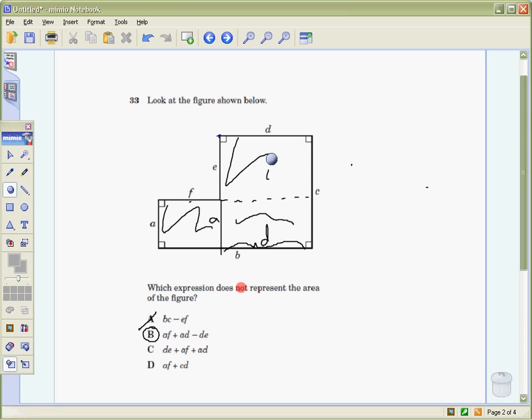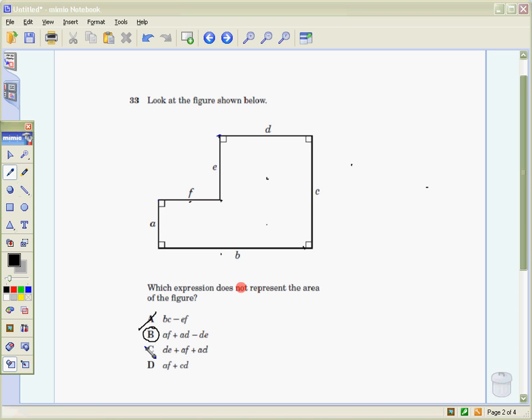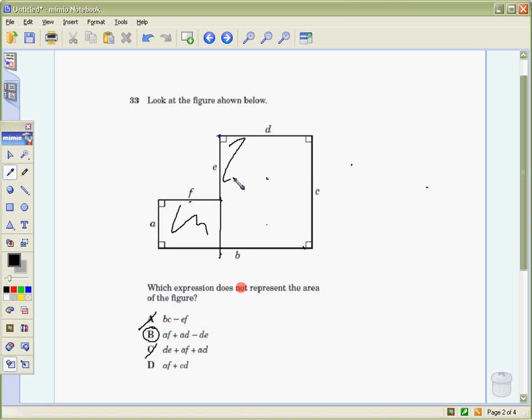And the last one, see why it doesn't work. AF plus CD. AF is this one, and then C times D is going to give me this whole piece here. So then it would also give me the area, so it's not D. So the answer would be B. B is going to be the one that does not give me the area.